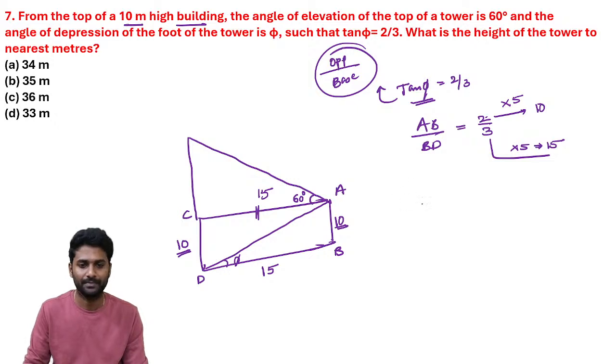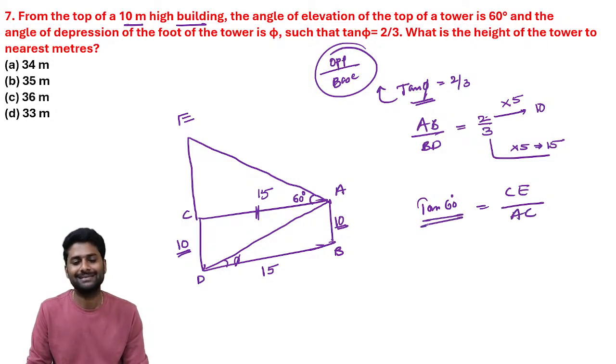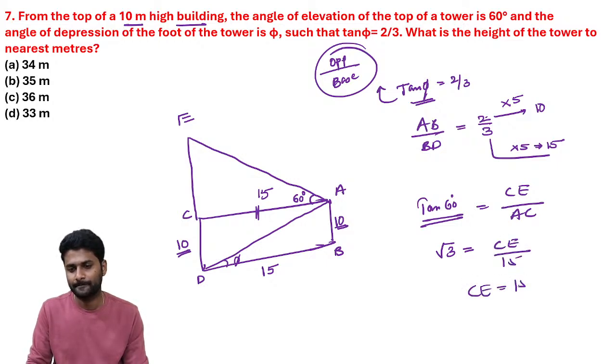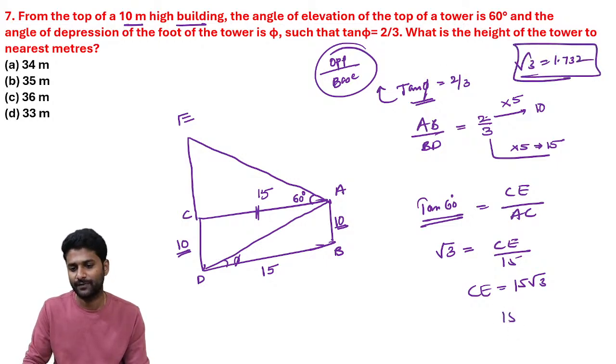Here these values are also equal. Opposite sides are equal. Now again see, tan 60. Let's go for E here. Tan 60 is equal to opposite CE divided by base AC. So what about the tan 60 value? Tan 60 value is equal to root 3. Then CE value is equal to 15 root 3. So you know that root 3 value is equal to 1.732. If you multiply 15 into 1.732, then approximately you will get 26.